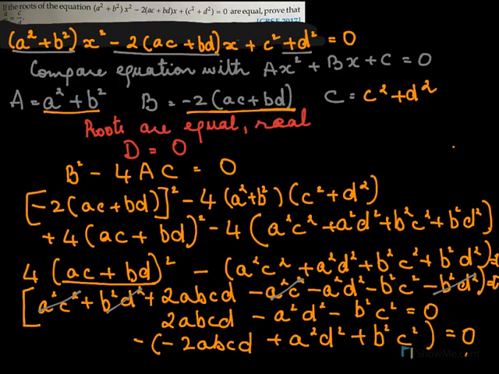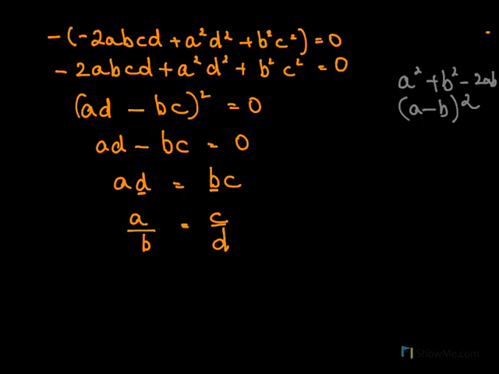Here in the beginning I made a mistake, so please correct it. This should be c square. So the c is c square plus d square. Here we get our answer.